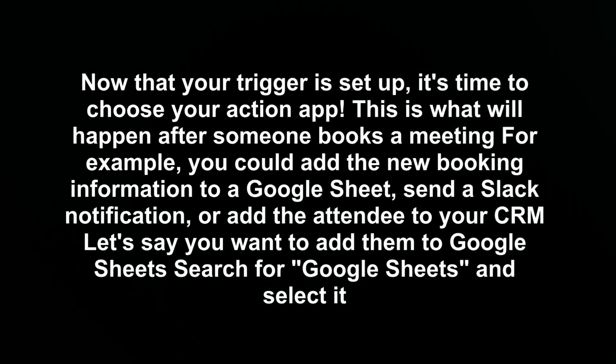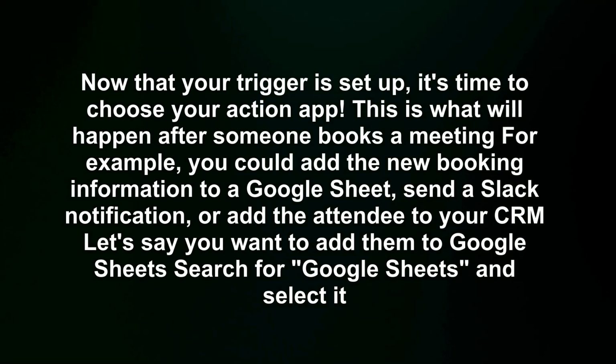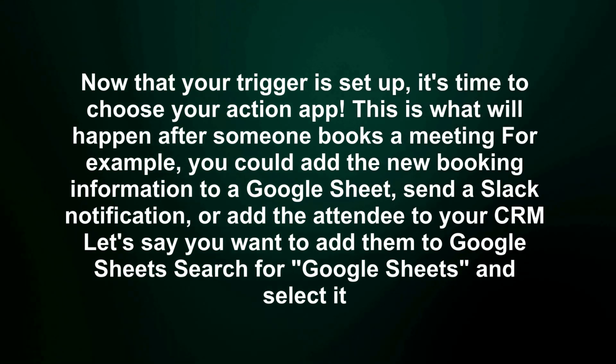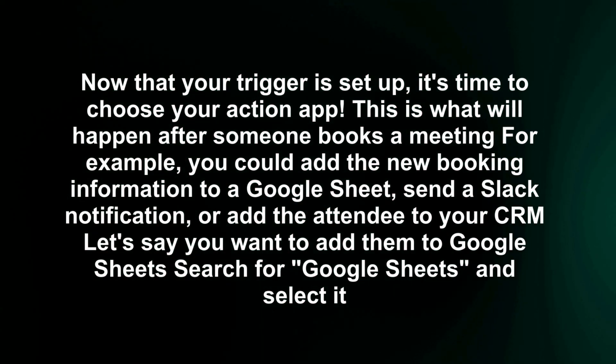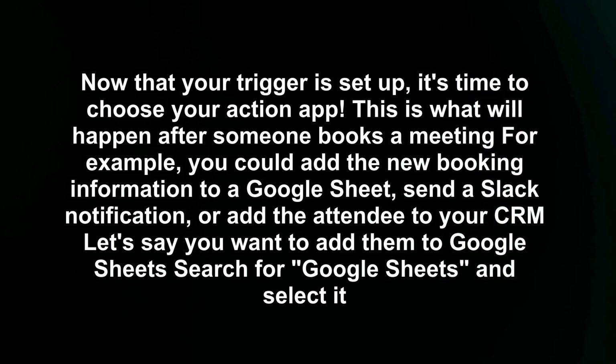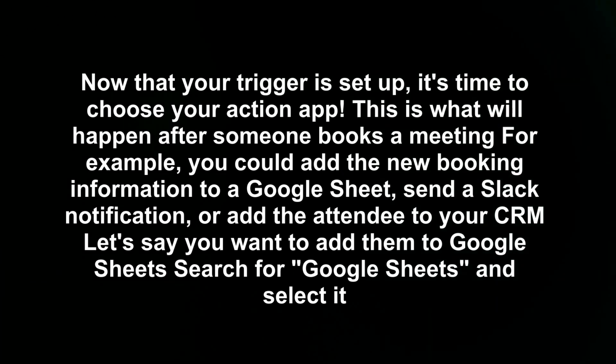Now that your trigger is set up, it's time to choose your action app. This is what will happen after someone books a meeting. For example, you could add the new booking information to a Google Sheet, send a Slack notification, or add the attendee to your CRM. Let's say you want to add them to Google Sheets. Search for Google Sheets and select it.